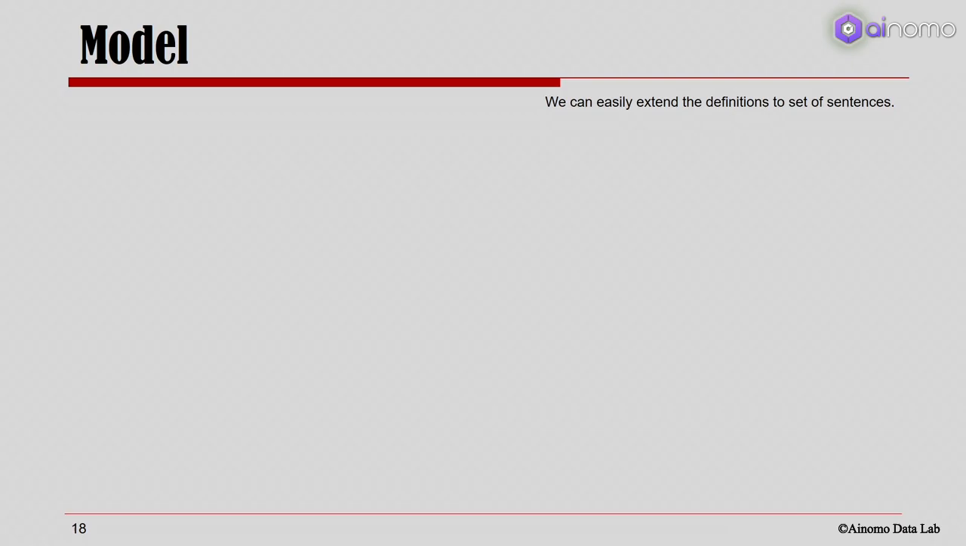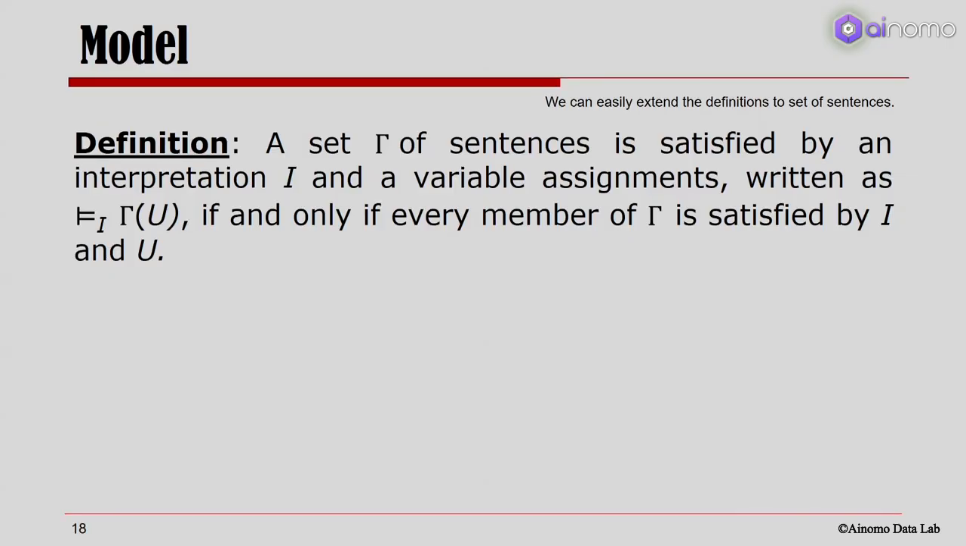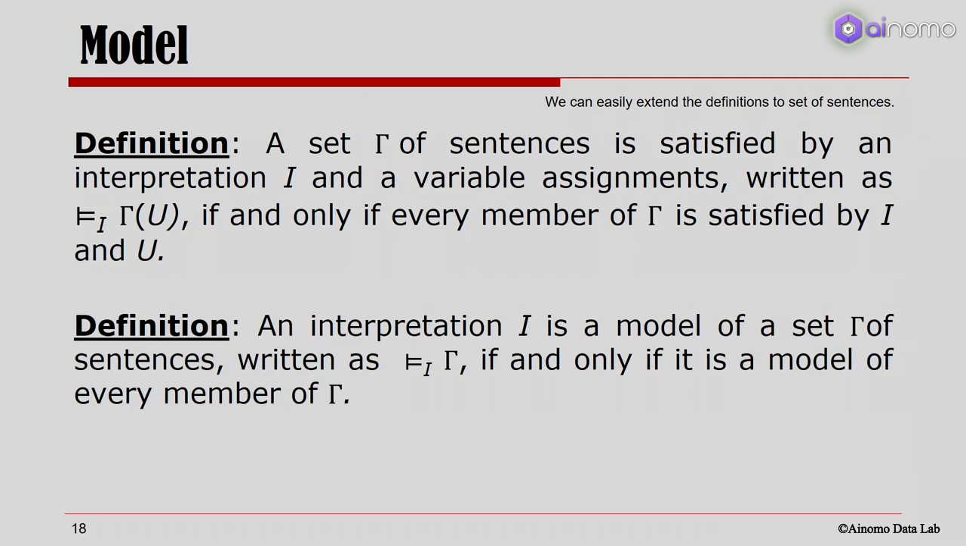We can easily extend the definitions to a set of sentences. A set gamma of sentences is satisfied by an interpretation I and a variable assignment u, written as entails gamma u, if and only if every member of gamma is satisfied by the interpretation I and the variable assignment u. And then we could think of a model for a set of sentences. So an interpretation I is a model of a set gamma of sentences, written as entails gamma, if and only if it is a model of every member of gamma.